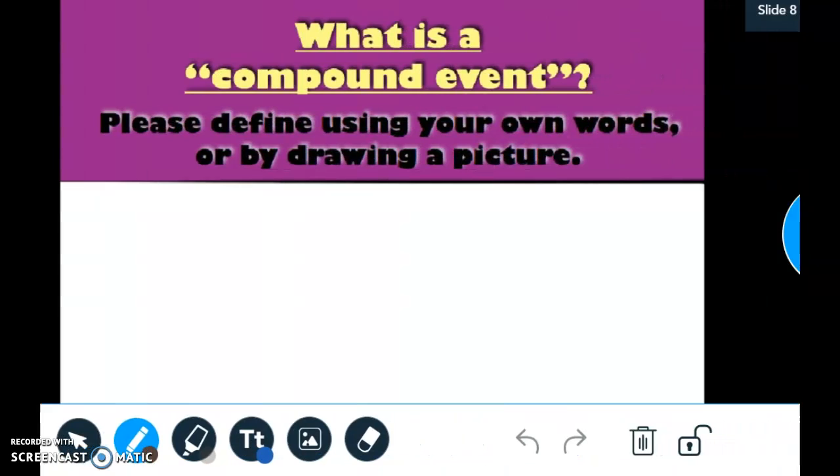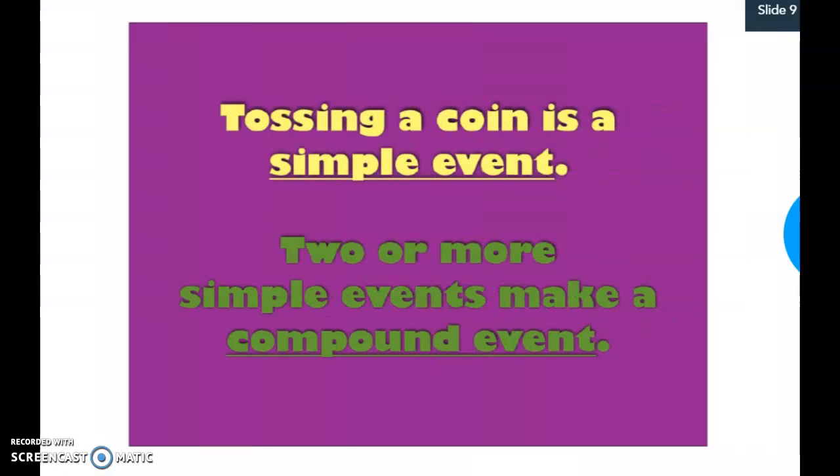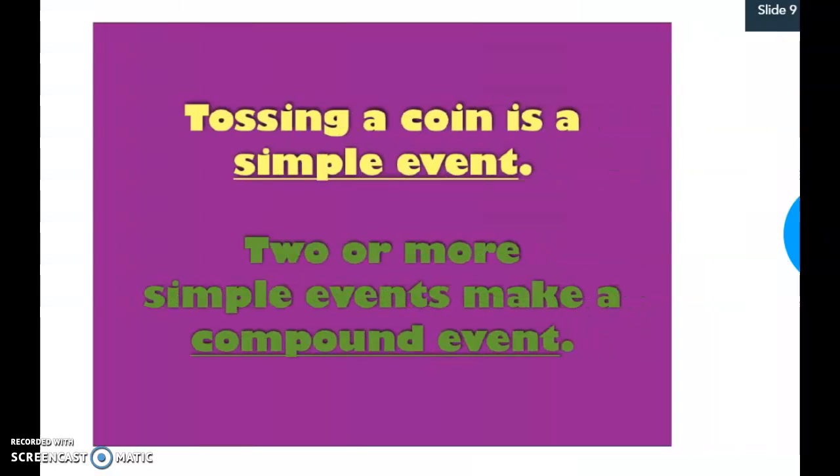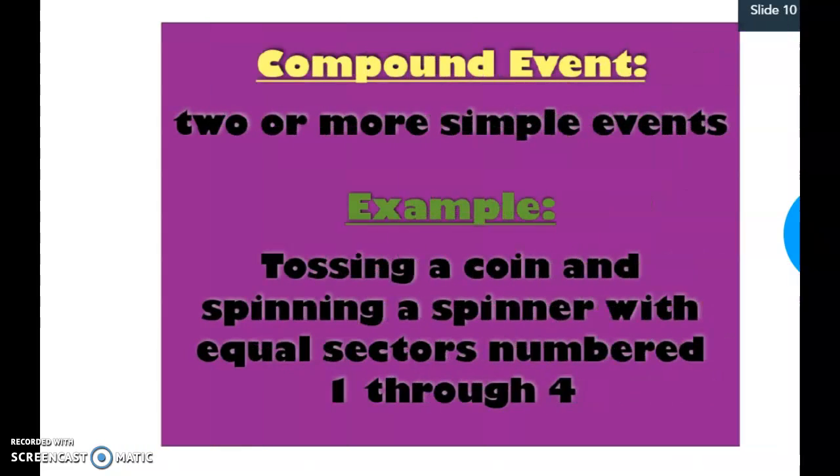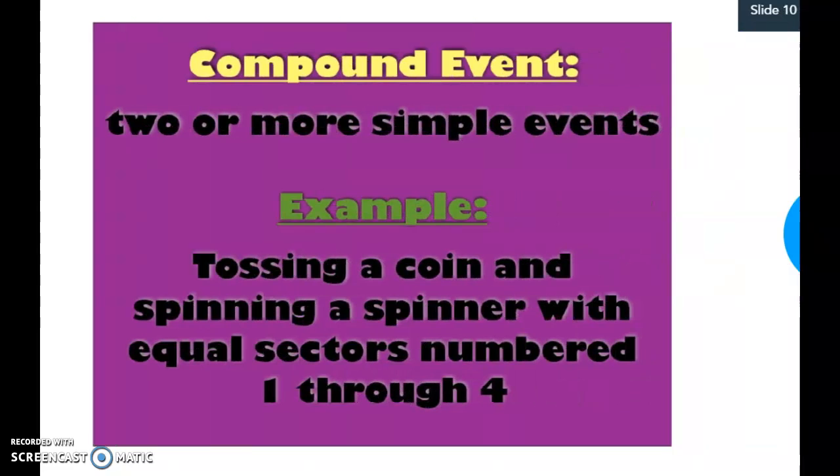What is a compound event? Okay, think about in English, when your English teacher talks about a simple sentence, subject, predicate, and a compound sentence, which is two or more. So think about how you would talk about a compound event. Tossing a coin is a simple event. One thing I'm doing. Two or more simple events make a compound event. Compound event. Two or more simple events.